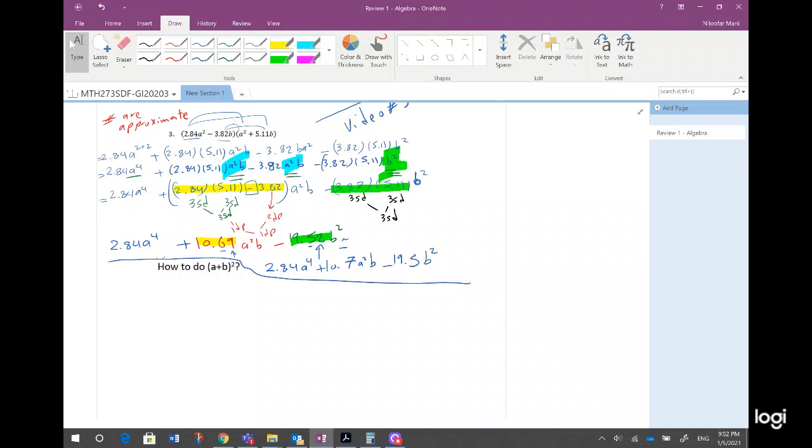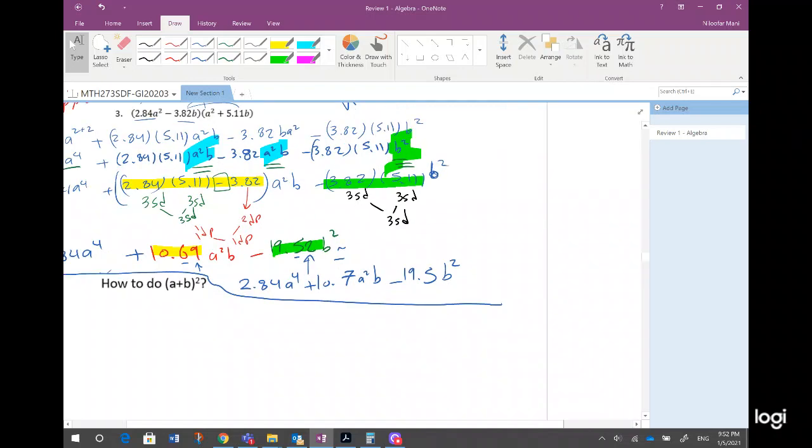Okay, so I had to stop the previous video, so I will continue here. I was talking about this example, how I rounded it.